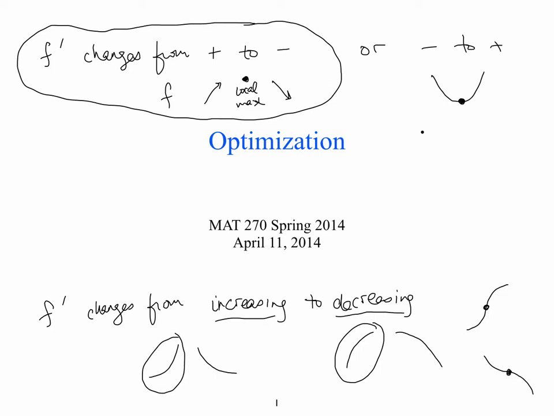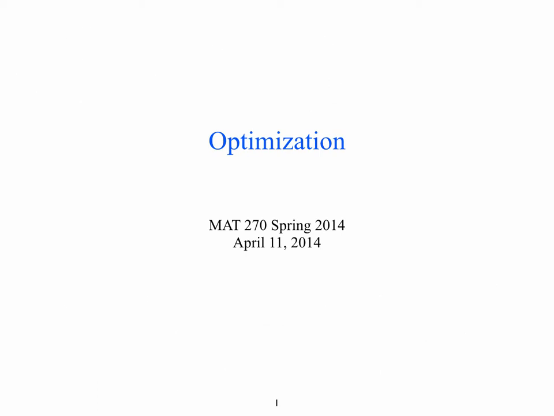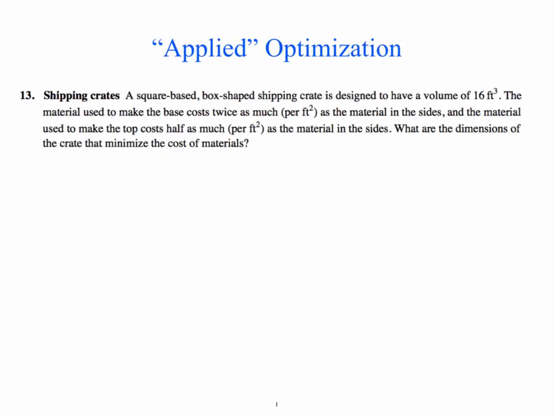Find places where the derivative is 0, right? But of course, all of that relies on you already having a function to start with, right? So that tends to be what's tricky about optimization, okay?